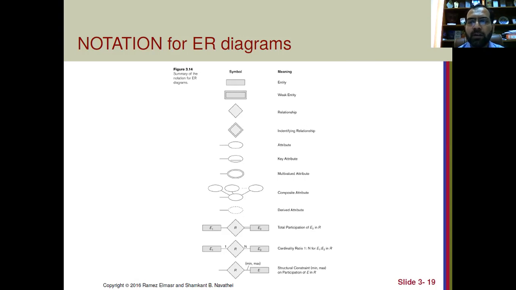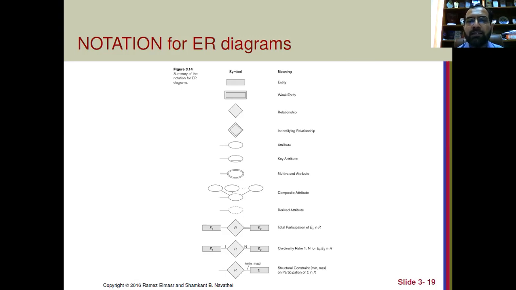Then we have the concept of a relationship. As you can see, it is represented by a diamond box. Whenever we talk about relationships among entities, there are three common types of relationships: one to one, one to many, and many to many. I will explain these three with examples later on. The double diamond box represents a weak relationship. A weak entity might have a weak relationship with the other entity.